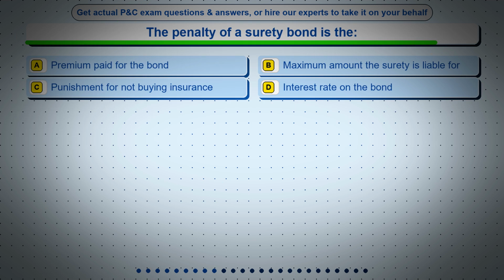Question 9. The penalty of a surety bond is the: Option A. Premium paid for the bond.